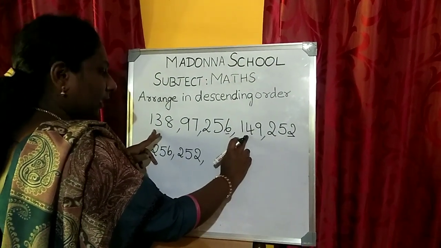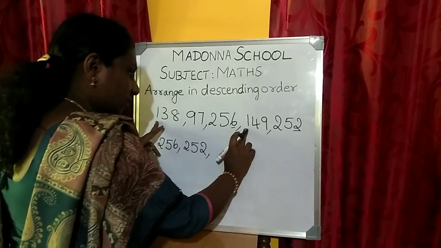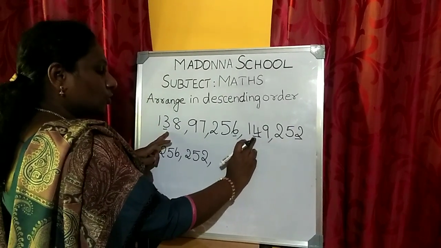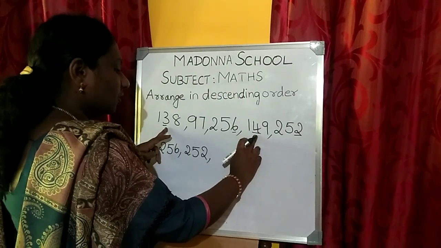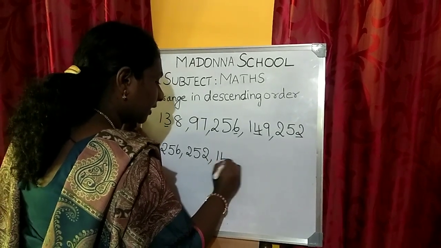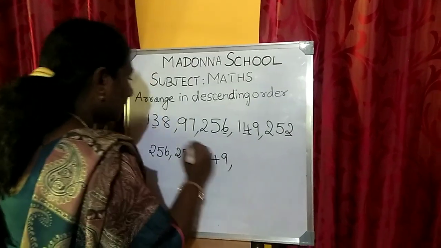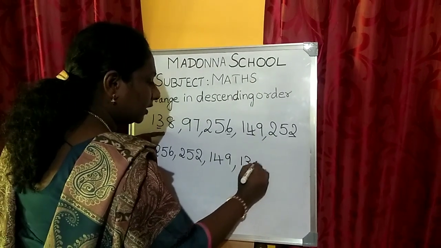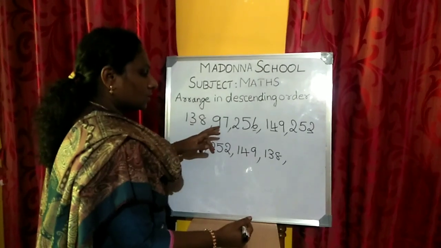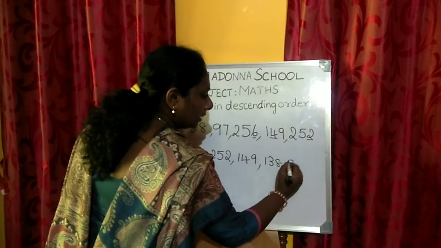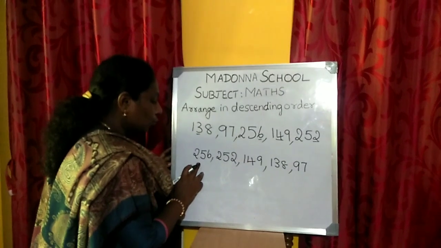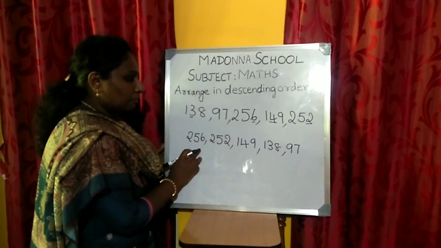Okay. The next is 1. The first digit is same. So you have to compare the second digit. Which is bigger, children? 4 is bigger. So you have to write 149, then 138. The last remaining number is 97. So 97 is the smallest number and 256 is the biggest number.